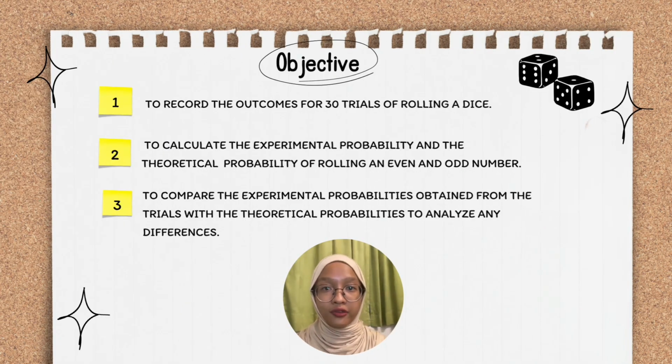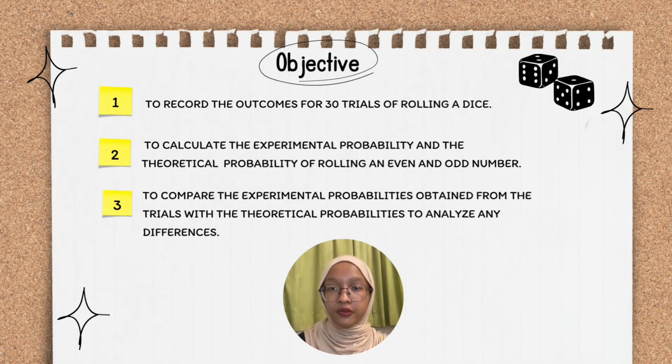So, here we have 3 objectives in this study. First, to record the outcome from 30 trials of rolling a dice. Second, to calculate the experimental probability and the theoretical probability of rolling an even number and an odd number. Lastly, to compare the experimental probabilities obtained from the trials with the theoretical probabilities to analyze any differences.